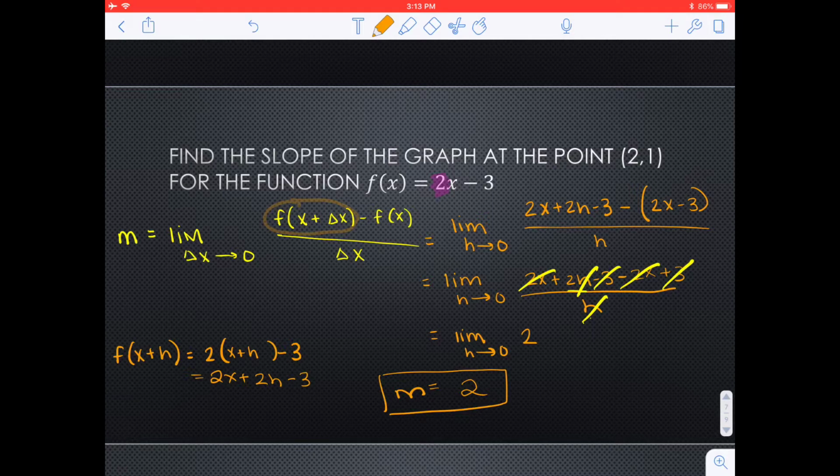And what you normally would do is if you were trying to find it at a particular point, sometimes when you end up at your m, you would end up with an equation. So you may have some x's in there, and you would actually plug in this point 2, 1. So you'd plug it in in order to find like the equation of your line. But in this case, you're just finding the slope. We don't have any type of function, so we're good to go, and we're able to stop there. Okay?